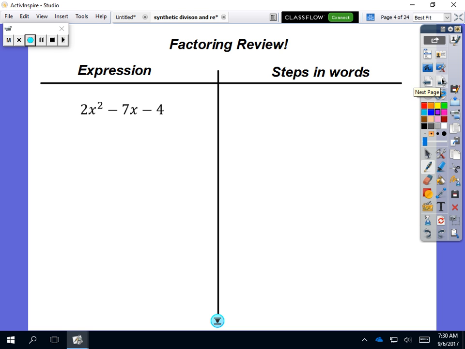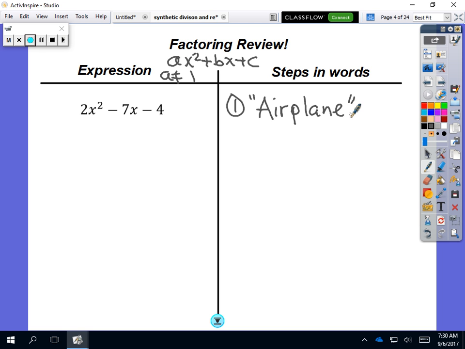The third example is also in the form ax squared plus bx plus c, and a does not equal 1. However, now I do not have a GCF. So we're going to use the airplane that some of you learned in Math 2. So what that means is you're still going to multiply a times c.